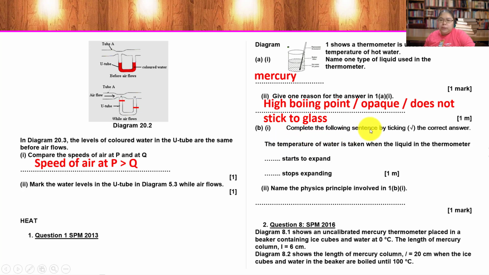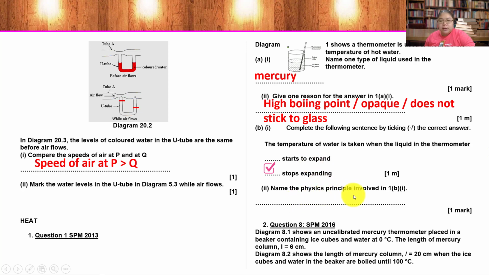Okay, B1, complete the following sentence by ticking the correct answer. The temperature of water is taken when the liquid in the thermometer... Okay, what situation do we need to take the readings? Normally it is stopped expanding or started expanding. So how do we measure the temperature of water? Normally we wait until it stops expanding, then we take the readings. When it starts to move, we cannot adjust anything. So until it stops, then we take the readings.